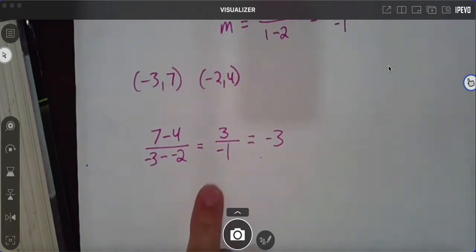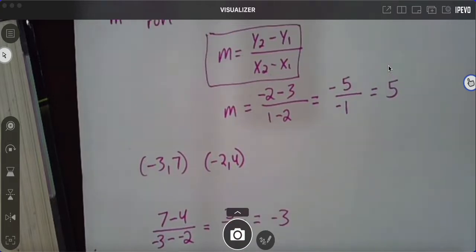Do we need one more of these? We remember that? Does anybody need to write the formula down? No, we're good with that. Okay.